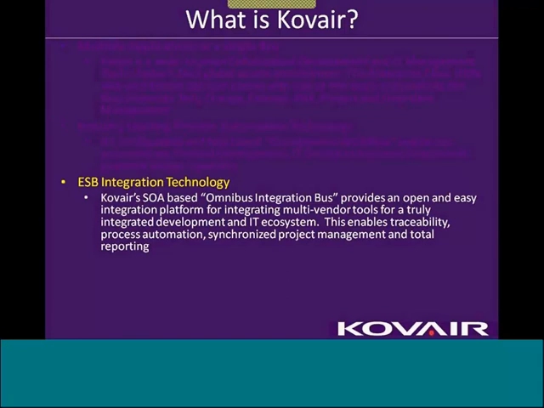The third component of Kovair is its integration technology called Omnibus. It is an ESB, Enterprise Service Bus, technology. Using this, you can integrate any third-party tool or application. Since it is based on SOA, these tools or applications can run on any platform, anywhere in the world, even behind the firewall. Using web services, it is very easy to integrate any other third-party tool or even your internal legacy system or homegrown application.